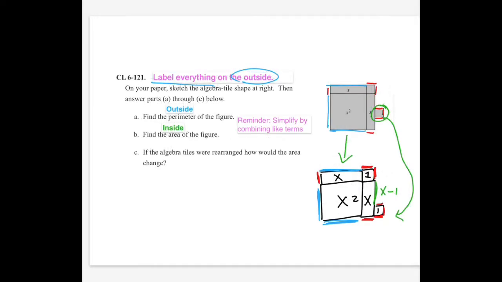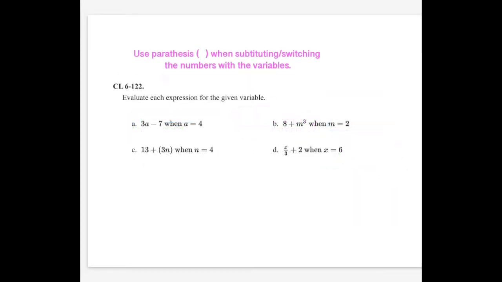When you have everything labeled, go ahead and start by doing letter A, which is the perimeter, which is called the outside. And then part B is to find the area, which is the inside. Do not forget that when you are done, and if possible, you want to simplify your expressions by combining like terms. 6-122. Evaluate each expression for the given variable.